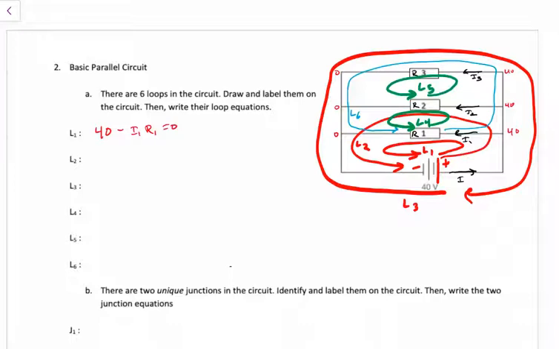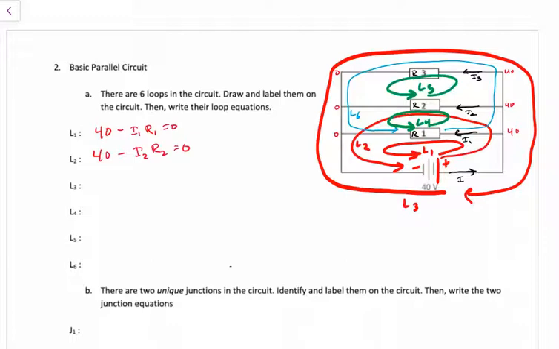Loop 2, we again start off at our positive terminal. And I want you to be imagining, right, we're moving through here. And that's how our loop is being created. So that's going to be starting off with the positive 40 minus I2 R2 equals 0.